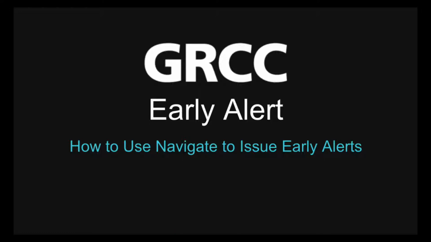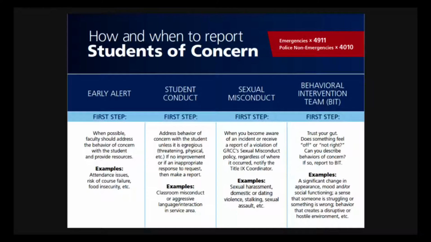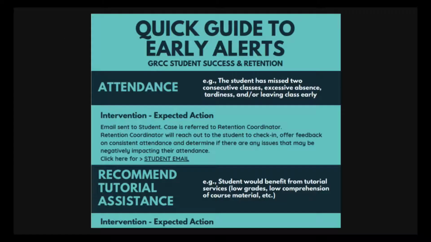Before we begin with how to issue an alert, I'd like to call your attention to two resources. First, please review the document titled How and When to Report Students of Concern. This document will provide guidance on how to report student behaviors that are of concern. This includes matters such as early alert, student conduct issues, sexual misconduct, or instances when a student may be in danger of harm to themselves or others.